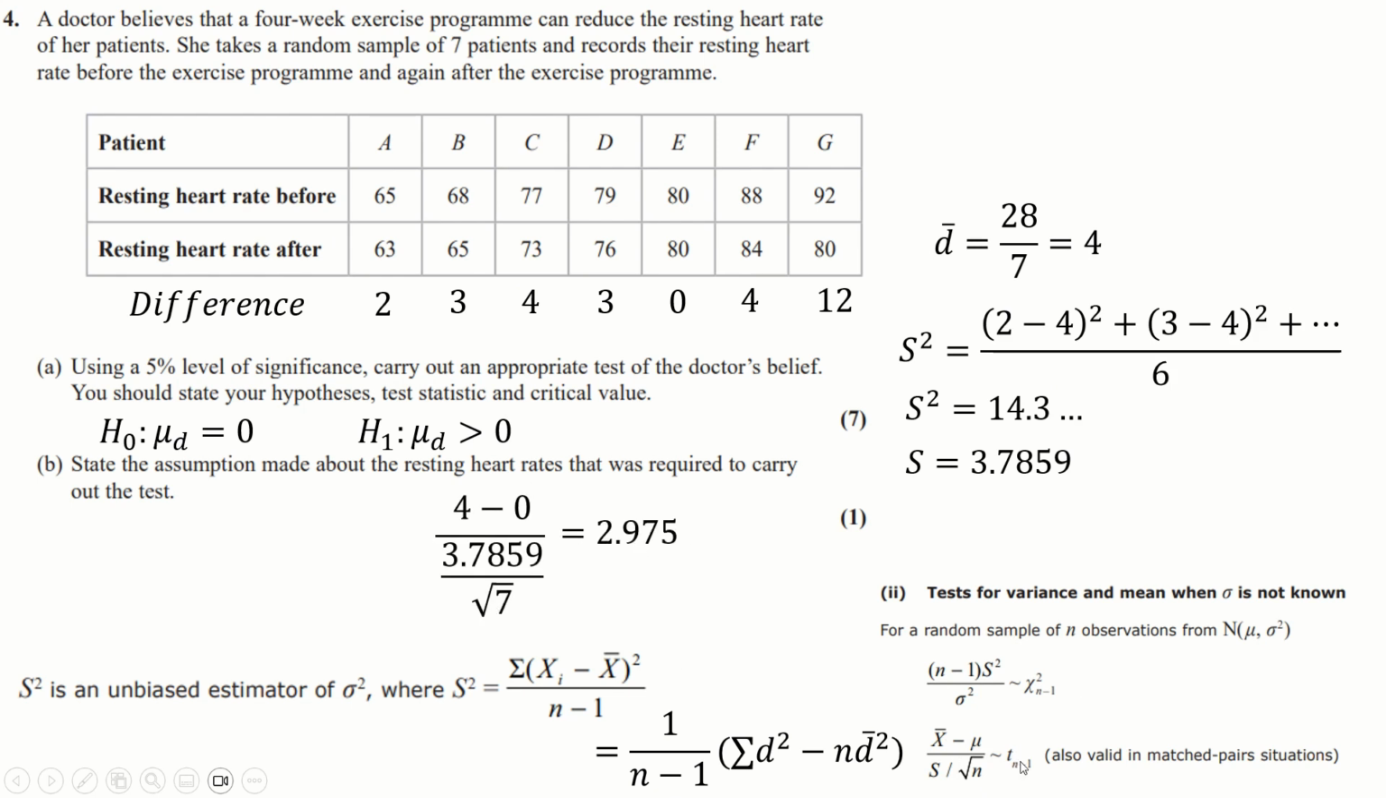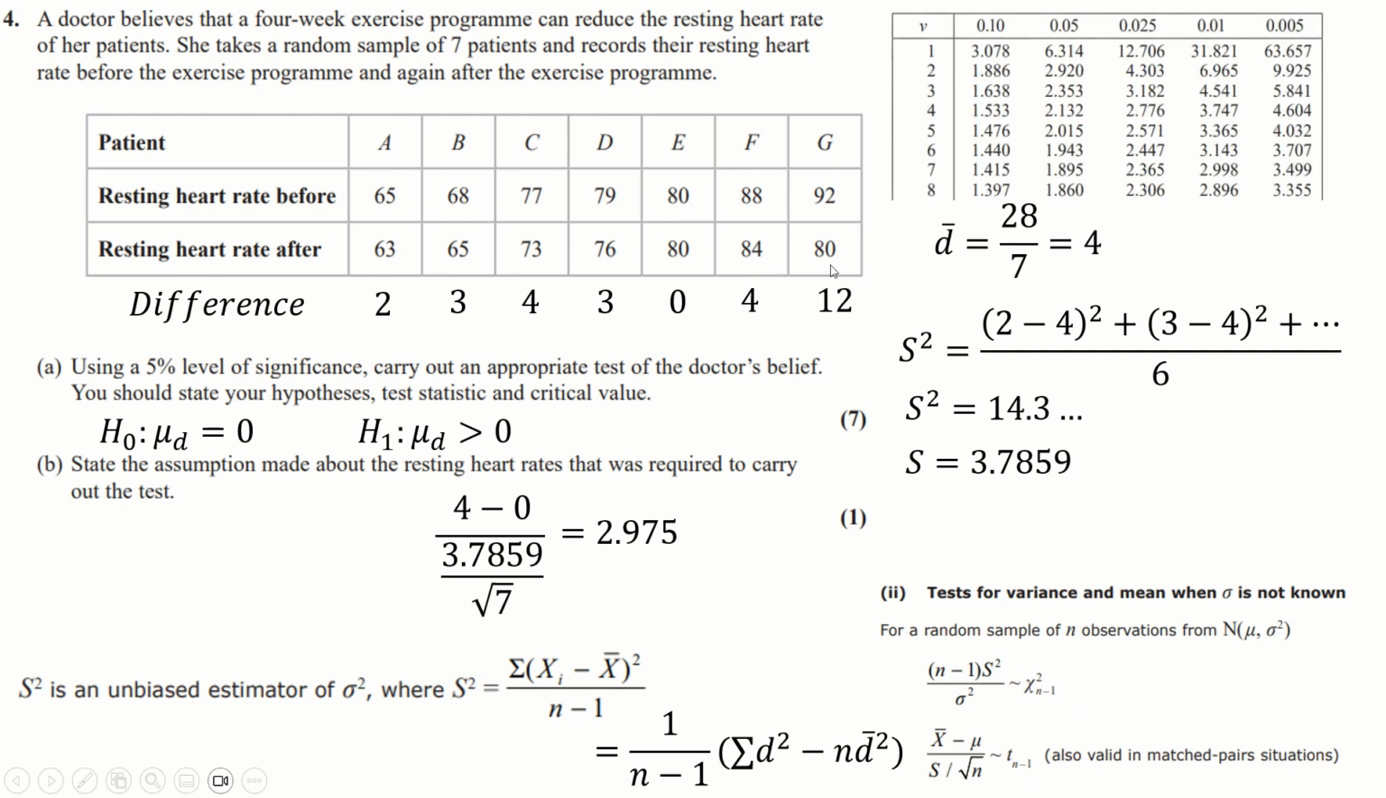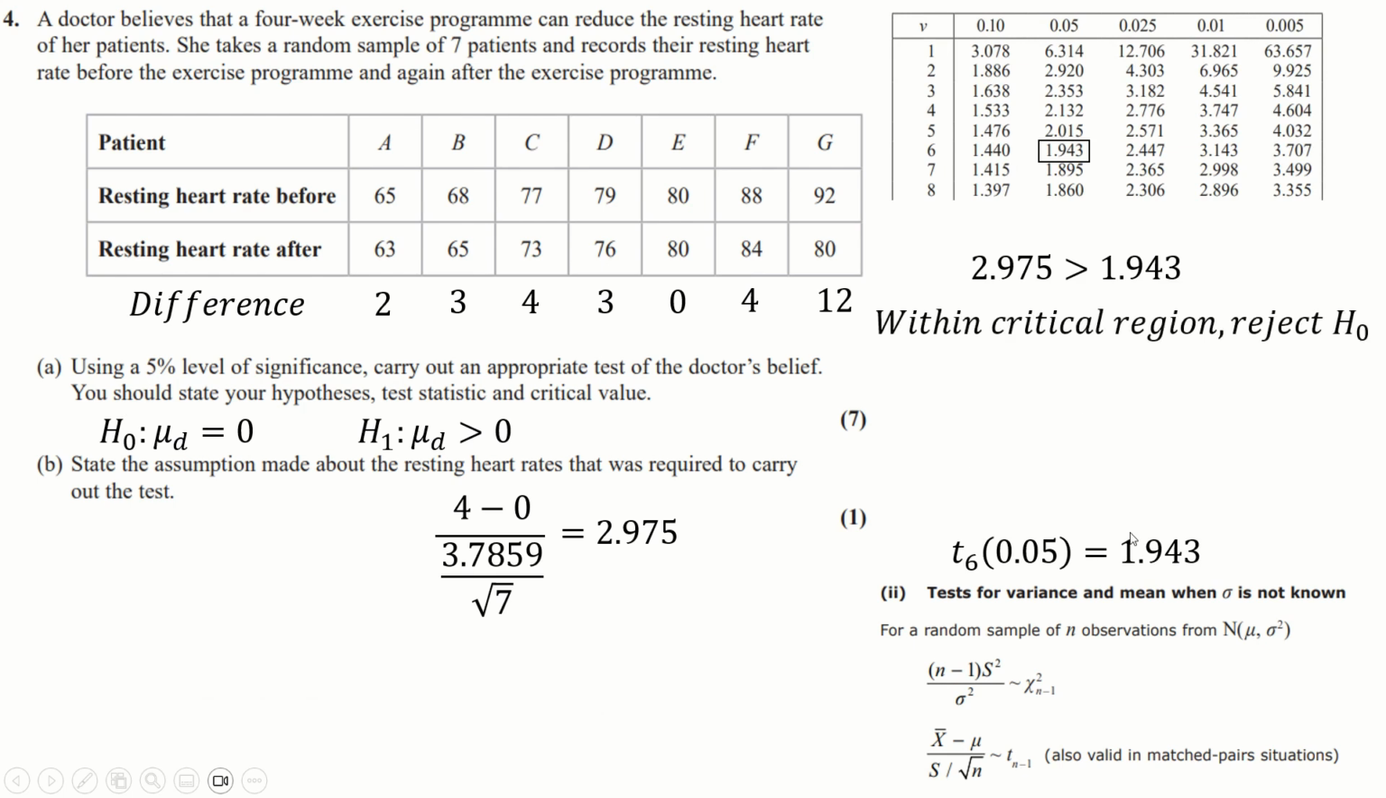And then we can look at our t distribution. We're going to do t with degrees of freedom 6, because n is 7, 7 minus 1 is 6. It's a 5% test. It's, of course, one-tailed. So that's going to be this statistic here, I think. That will be our critical value. And then we can just compare that this one is indeed greater than that one. So we're in the critical region.